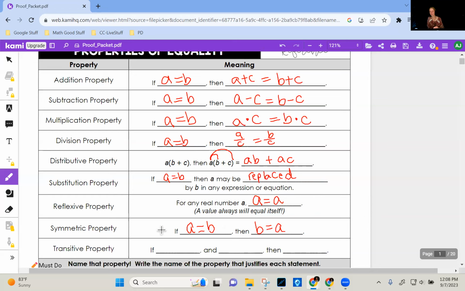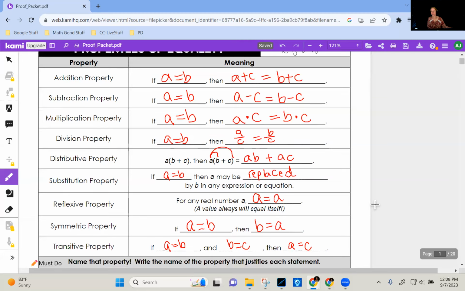And this last one is a little tricky, but it is called the transitive property. It says that if A equals B and B equals C, notice that there's the same thing over here. They're both equal to B. That means that they are equal to each other. You're going to use that quite a bit, and that one's one of the tricky ones to spot.